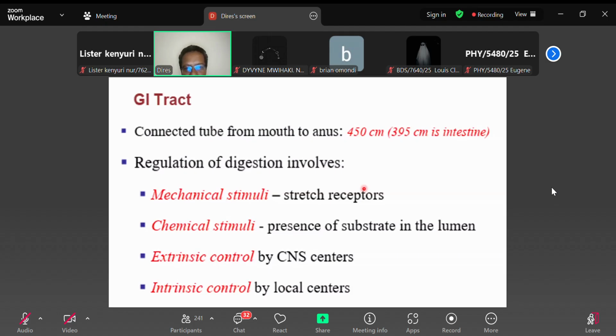So what is the role of the brain? The role of the brain is just to modify this response, not to bring the response, either to increase or decrease it. Okay?